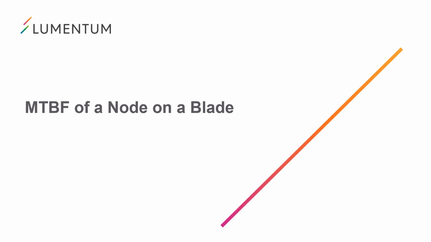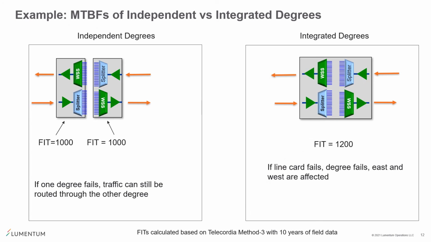So we decided to do an academic exercise on looking at what the real world data of blades are, and then come up with the concept of a node on a blade and see what the availability numbers look like. The picture on the left here shows the traditional method of building a ROADM degree. Each degree is built out of an individual blade. So if you've got a 4-degree node, you've got to have 4 of these different blades.